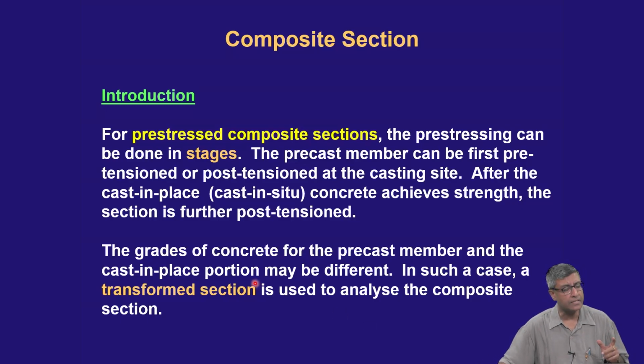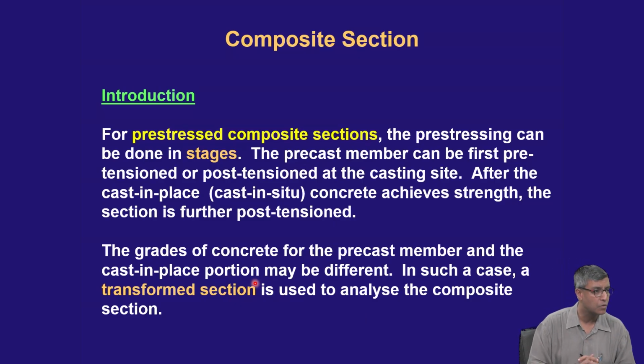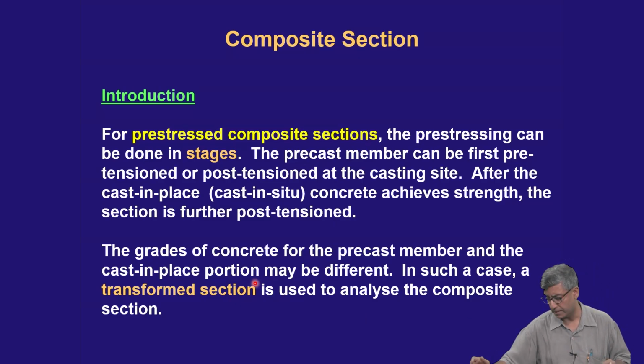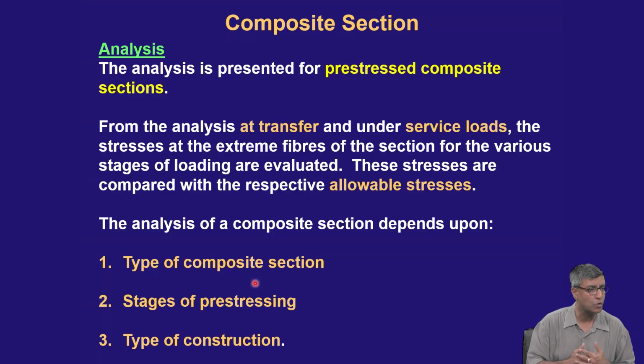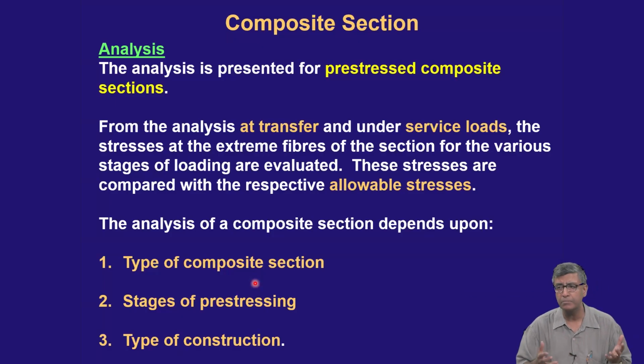Now, if they're different, how do I analyze? We have learned this in our undergraduate course: whenever there are materials of different moduli, we can use the transformed section method, which we have already seen in the precast concrete. The analysis here is presented for a pre-stressed composite section. The reinforced composite sections are even simpler. Since I had these notes from a pre-stress course, I thought why not show them.